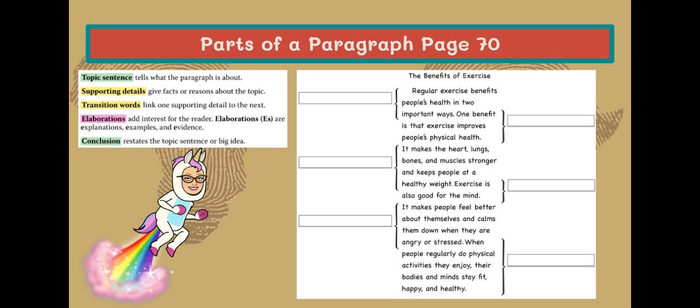Let's look at the instructions for the activity. Read the paragraph. Highlight the parts of the paragraph. The topic sentence is green, supporting details and transition words are yellow, the elaborations are pink, and the conclusion is green. Circle the transition words and label each part of the paragraph.